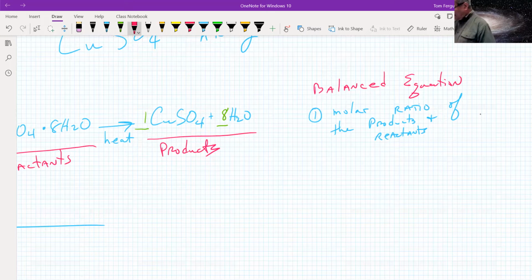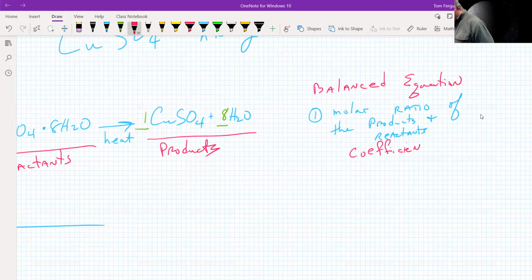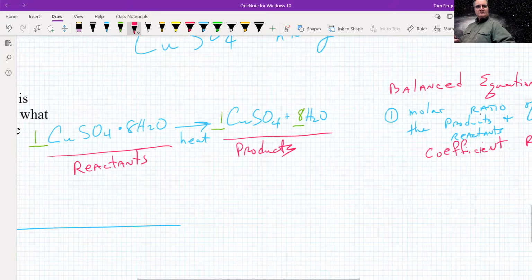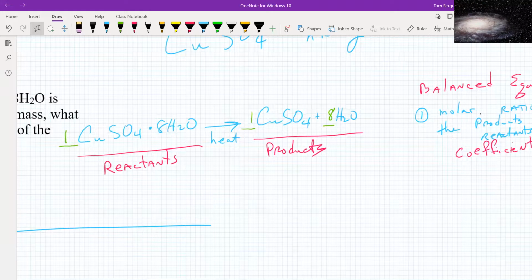So this is going to be a coefficient ratio. This is what I mean. For each mole of hydrogen, 8 moles of water, 1 mole of salt. The coefficients are the molar ratio. That's where moles come into play.